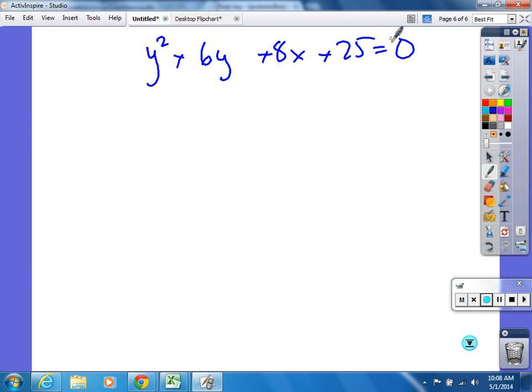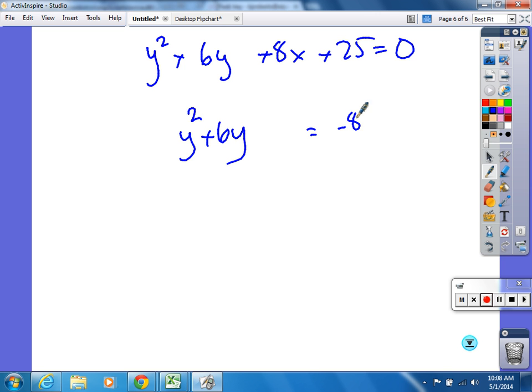Is it perfect? Well, first off, no, but we can just adjust it. So who's going to have to be the binomial square, the x's or the y's? The y's, because it's y squared, right? So let's get everything that's not an x to the other side. Does that make sense to everyone? So I got y squared plus 6y.